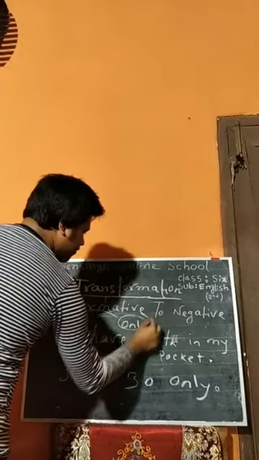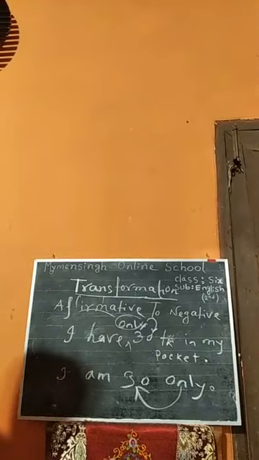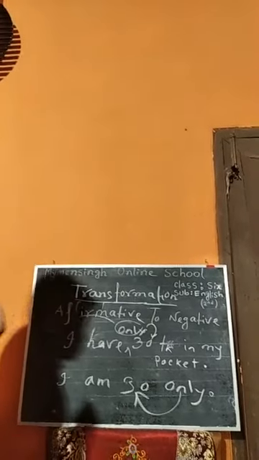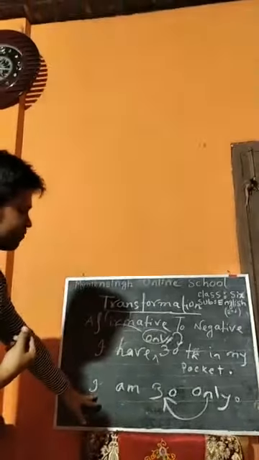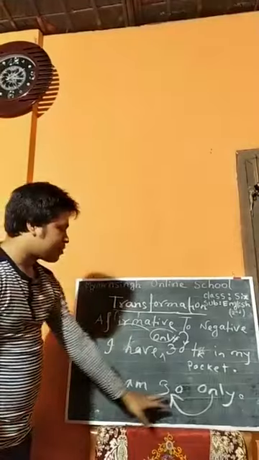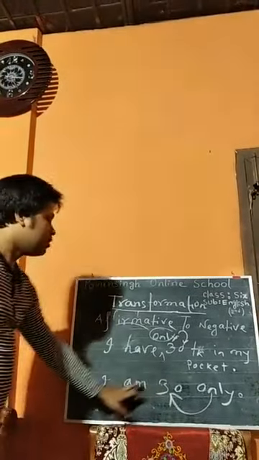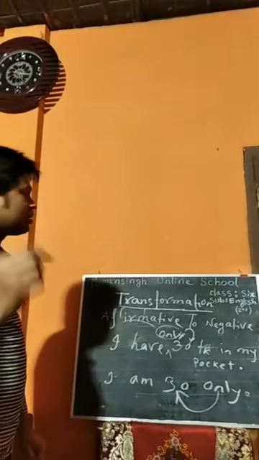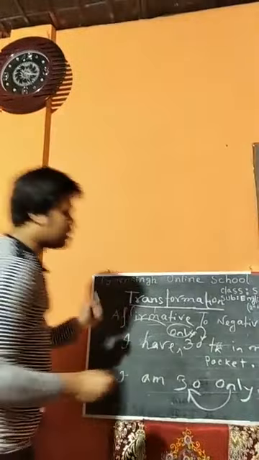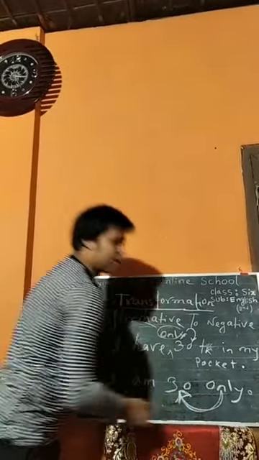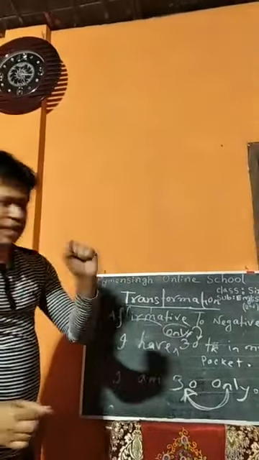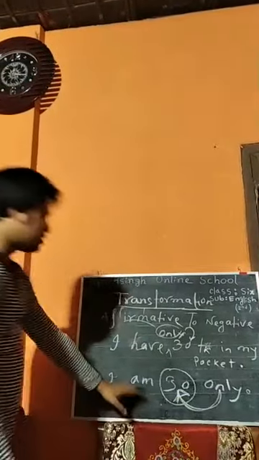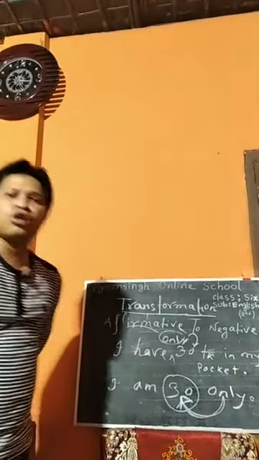Here this word only modifies an adjective or a number. That is why we replace this only using not more than or not less than. So where will we use this not more than or not less than? If I form a negative form of this sentence, then what will it be? I am not more than 30. Just recollect what I said at first: this only modifies this number. So we use not more than or not less than before this word. So the answer will be, I am not more than 30 or not less than 30.